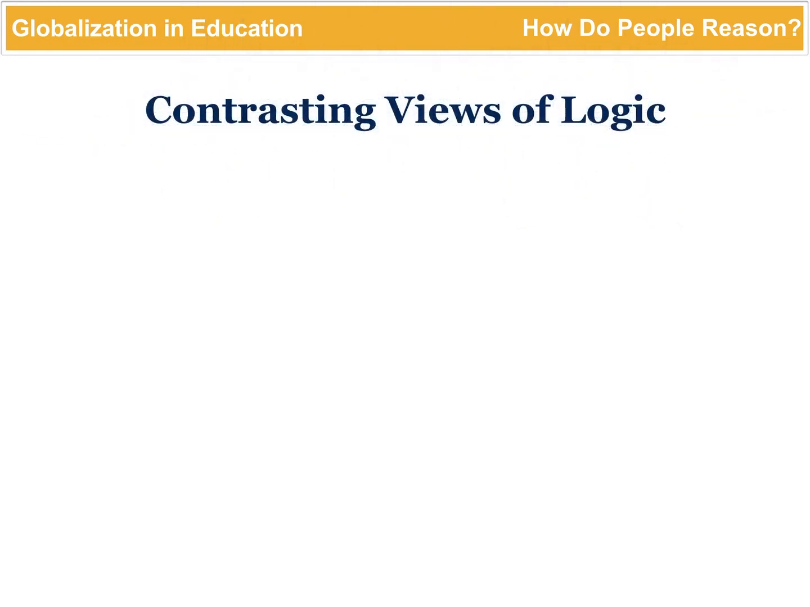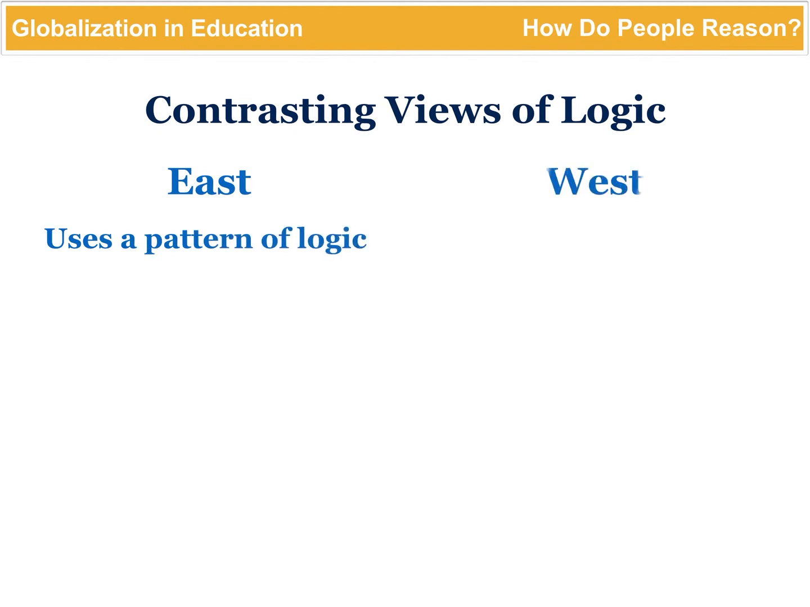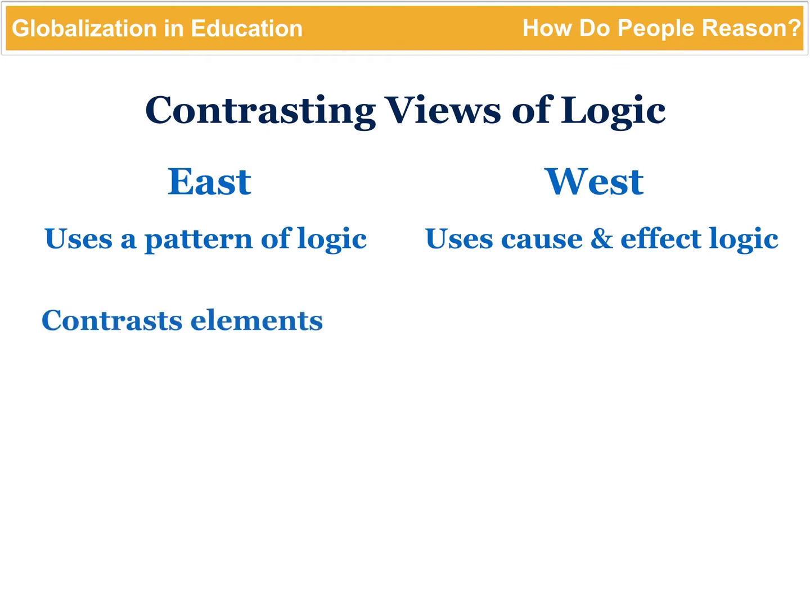Here we look at how people reason on this chart from the East. We see that the East uses a pattern of logic, and the West uses cause and effect logic. So something caused something to happen. Reason is different from culture to culture. So patterns of logic for the Asian culture, for example, in the East would be contrasting elements, like we hear of yin and yang. Other examples would be summer pairs with winter and spring pairs with the fall. Other things with the East would be linkage to the wholeness of life.